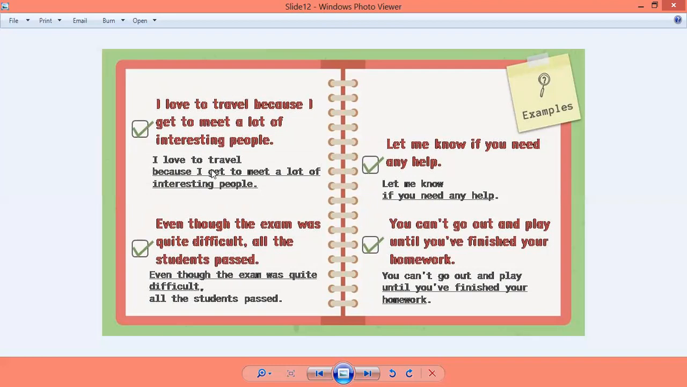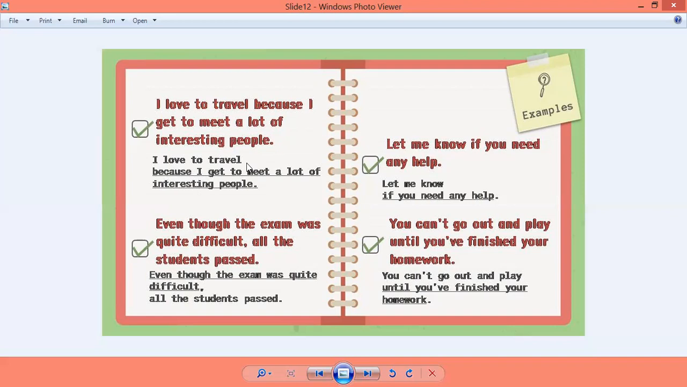I love to travel. But the other part of the sentence, because I get to meet a lot of interesting people, हाँ मुझे बहुत सारे इंटरेस्टिंग लोगों से मिलने का चांस मिलता है, but क्या क्या करके? Because I like to travel. This entire underlined sentence over here is a dependent clause. It is depending on I love to travel to make sense.